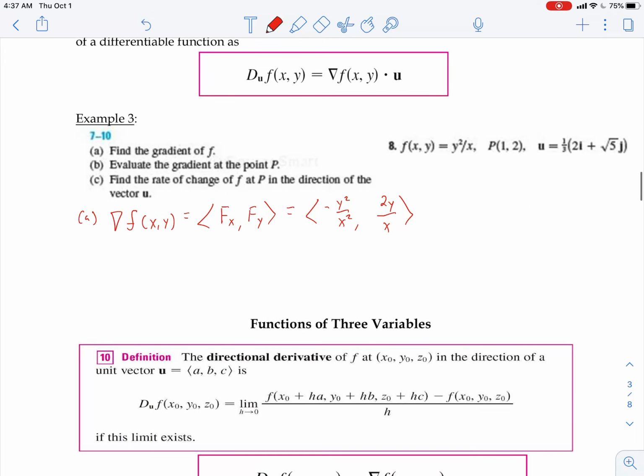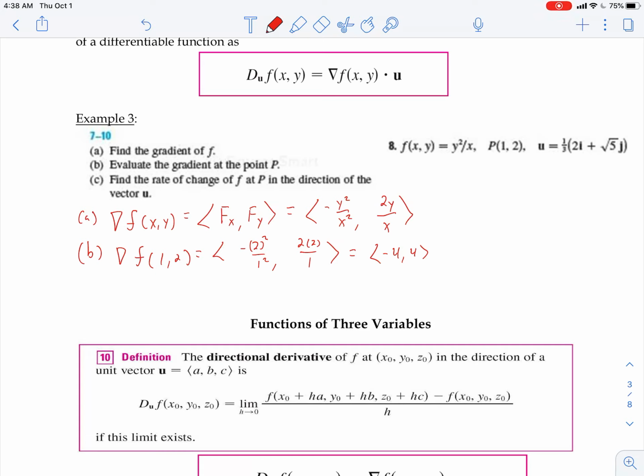All right, and so there we have our gradient vector. B, we're going to evaluate our gradient vector at the point (1, 2). And so we do that, I'll go ahead and write that out, negative 2 squared over 1 squared, and then 2 times 2 over 1. And so we're going to get negative 4 and positive 4.